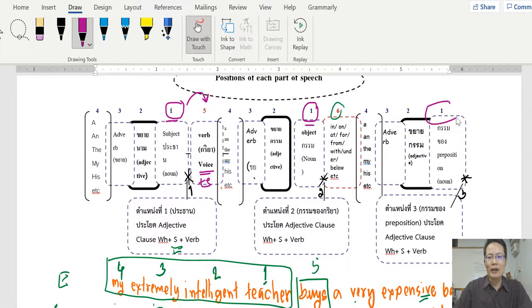The last one is after a preposition: in, on, at, for, from, with, etc. Now also here, we are not discussing adjective yet. Let me finish noun first, and then we will go to adjective. After I finish all of this, a test will be provided for all of us. You will see how important the form of noun is, how important the position of noun is.